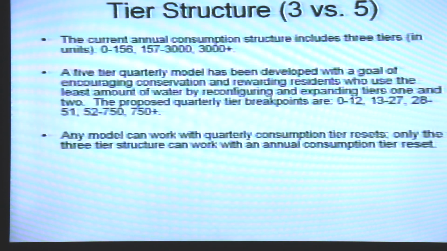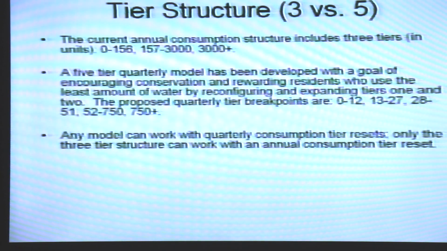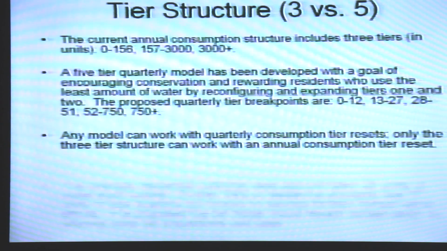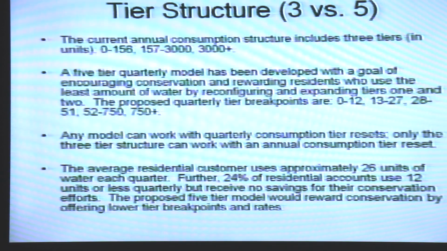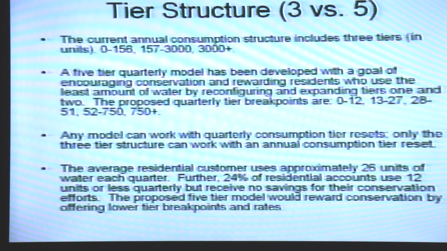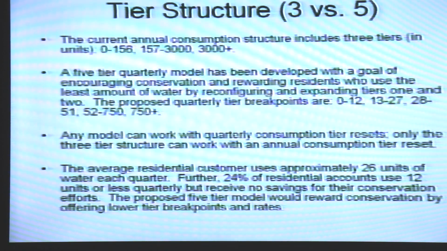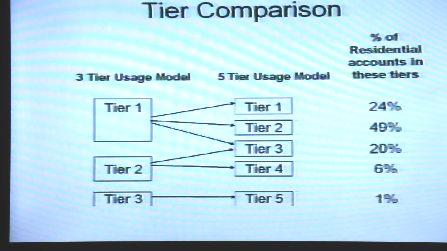Any model can work with quarterly consumption tiers. Only the 3-tier structure can work with the annual consumption tier reset. The 5-tier structure will not work with that. The average residential customer uses approximately 26 units of water each quarter. 24% of the resident accounts use 12 units or less quarterly, but receive no savings for their conservation efforts. The proposed 5-tier model would reward conservation by offering lower tier breakpoints and rates.